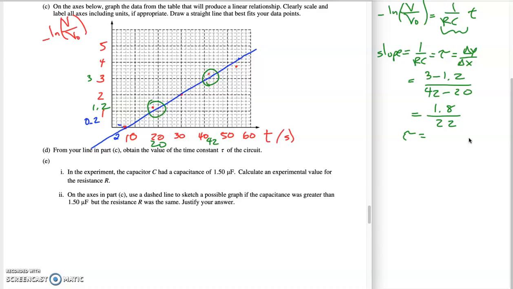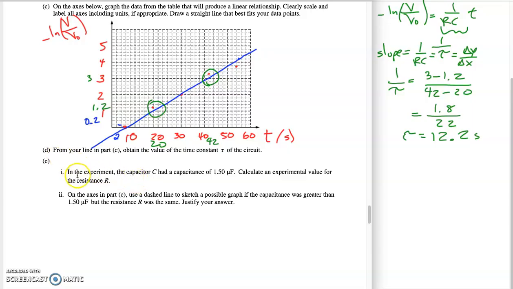Again, since this is a hand-drawn graph, they have to give you some leeway. And I got, oh, wait a second. This is 1 over tau. Sorry, this is 1 over tau. So tau is going to be that flipped over. Let me take the reciprocal of that, and that'll be 12.2. So that'll be 12.2 seconds.